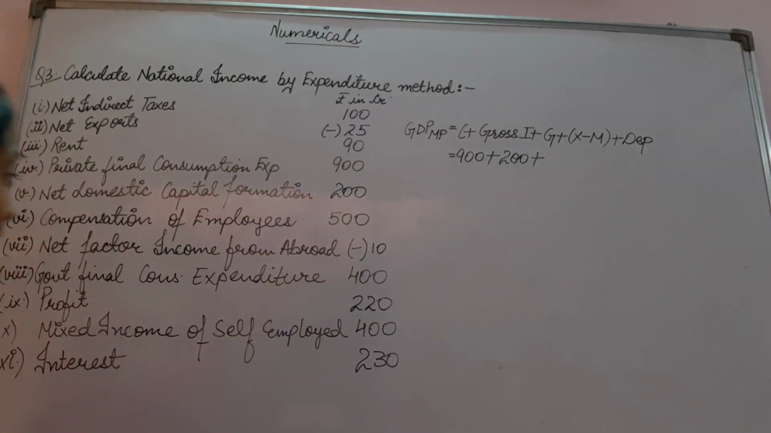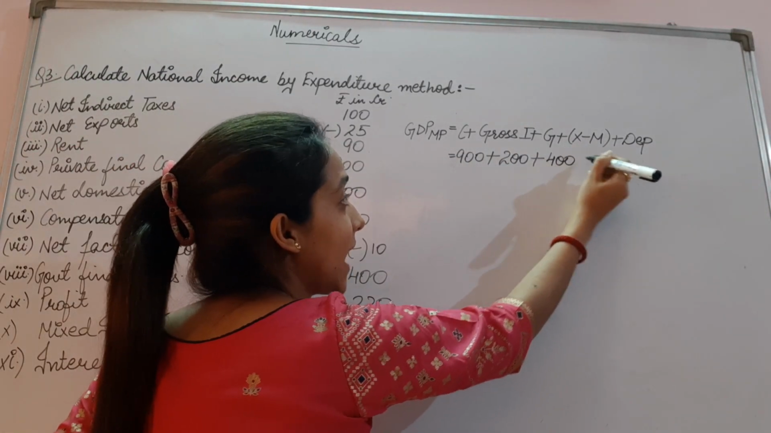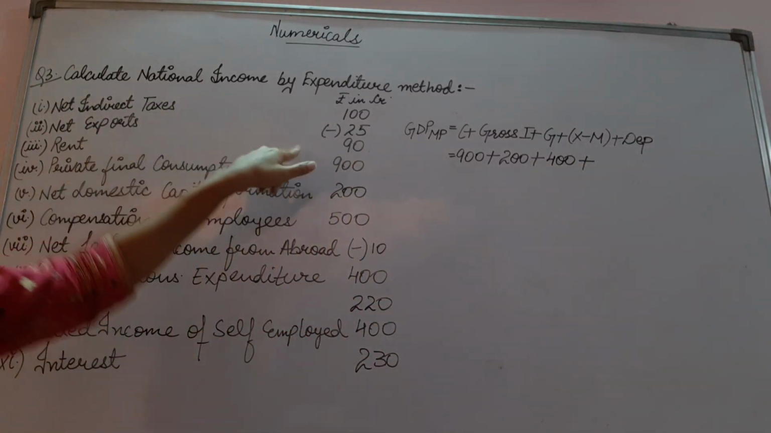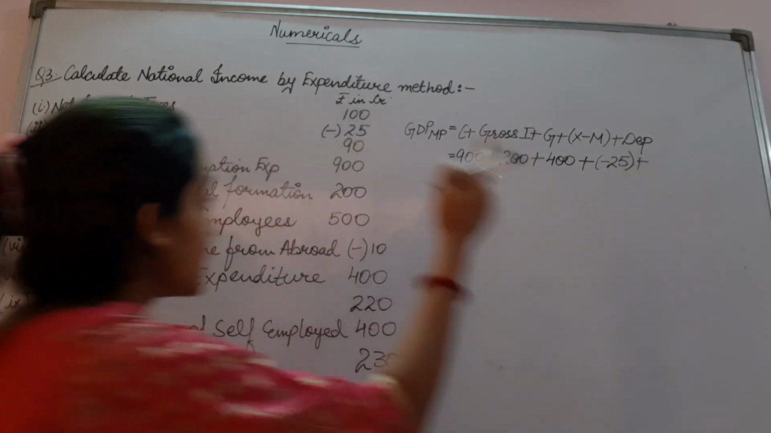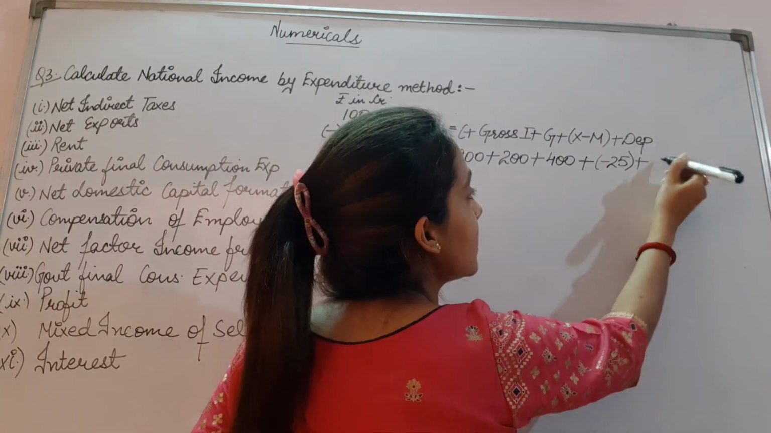Plus G. What is G? Government final consumption expenditure. It is also given directly. Plus X minus M, that is net exports. It will be minus 25. What is depreciation? Depreciation is consumption of fixed capital. But in the question here we are not given depreciation, so we will assume it as 0.